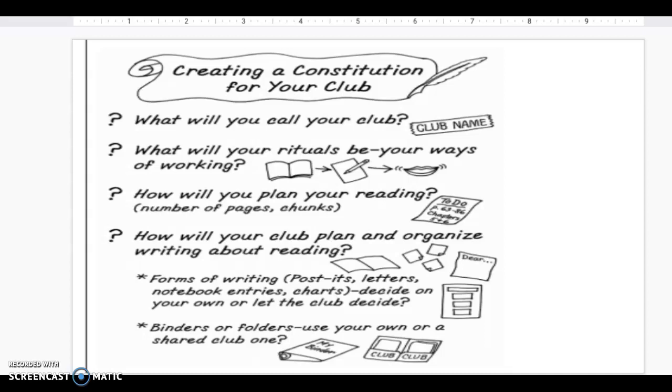Forms of writing will include post-its, letters, notebook entries, charts. Decide on your own or let the club decide. It's up to you. Binders or folders, use your own or a shared club one. So you also will decide all these things with your club members.